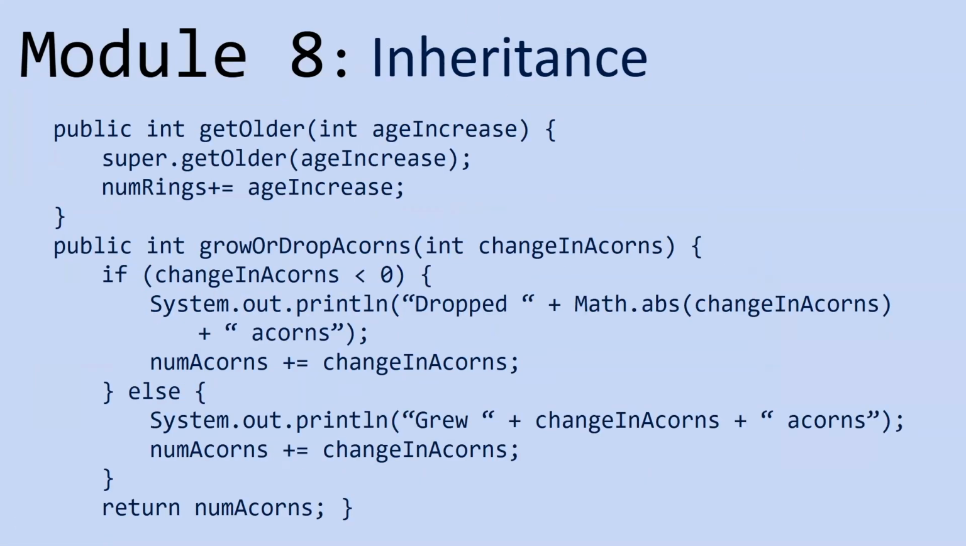All right, and so for the first example on this slide, we're showing an example of overriding a method from the superclass. So for this example, you'll notice it has the exact same method signature as the version in the superclass. So the return type is int, the name is getOlder, and the parameter is int. We could name ageIncrease something different if we wanted to. I just didn't want to.